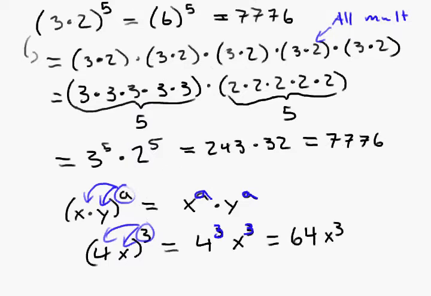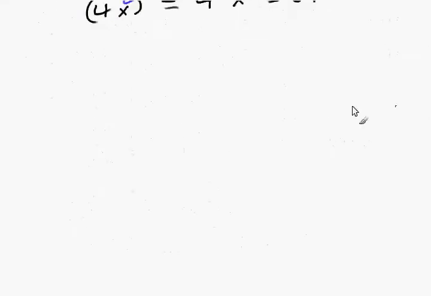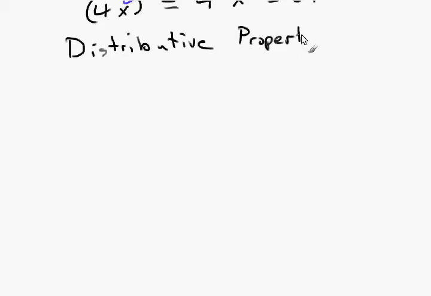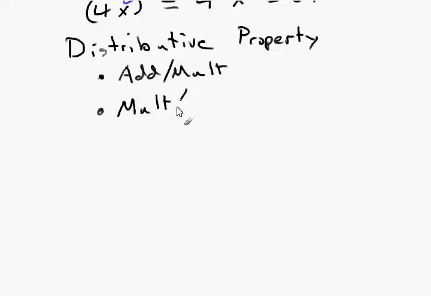And again, it's the distributive property. And it has 2 flavors. Flavor the first is between addition and multiplication, and flavor the second is between multiplication and exponents.